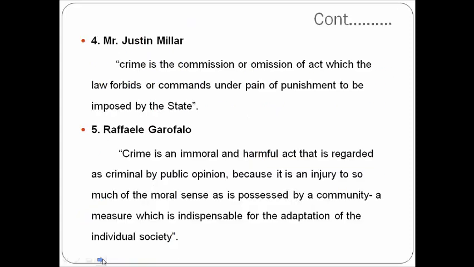Mr. Justice Miller also says that crime is a commission or omission of an act which the law forbids or commands under pain of punishment to be imposed by the state. According to Justice Miller, crime is the commission or omission of an act which the law forbids or commands, that is, prohibited by law or commanded by law under pain of punishment to be imposed by the state. That is another aspect introduced by Justice Miller, that punishment can be imposed by the state. So in case of criminal law, the sanction can be enforced at the instance of the state.